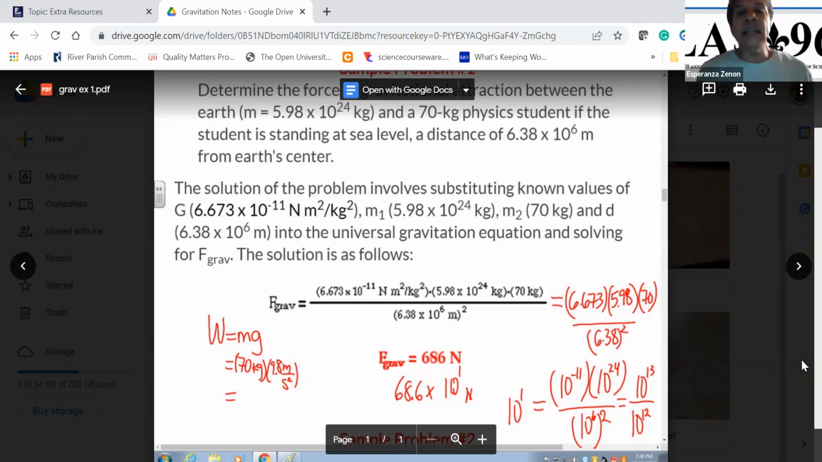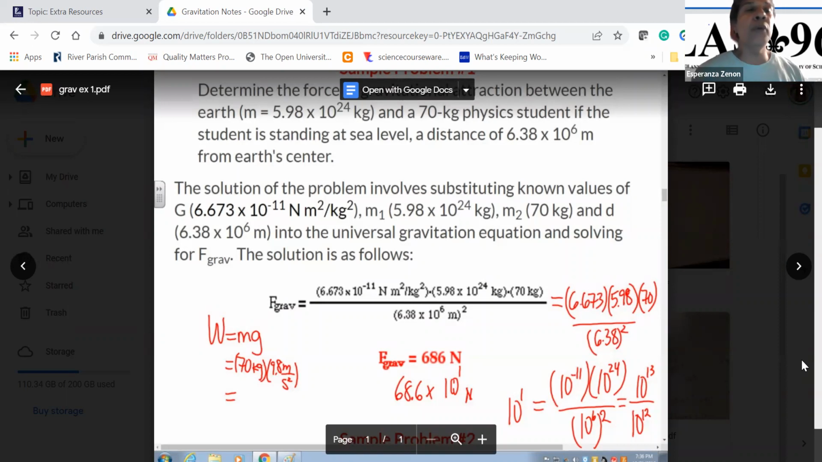Now take the formula and substitute in. On the top, you have big G, 6.673 times 10 to the negative 11 Newton meter squared per kilogram squared. Then you have M1, which is the mass of the Earth, 5.98 times 10 to the 24 kilograms. And then the 70 kilogram student. What you're dividing by on the bottom is the distance squared, so you have to take the 6.38 times 10 to the 6 meters and square it.